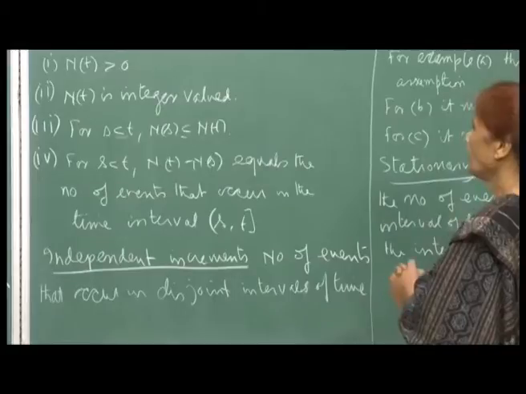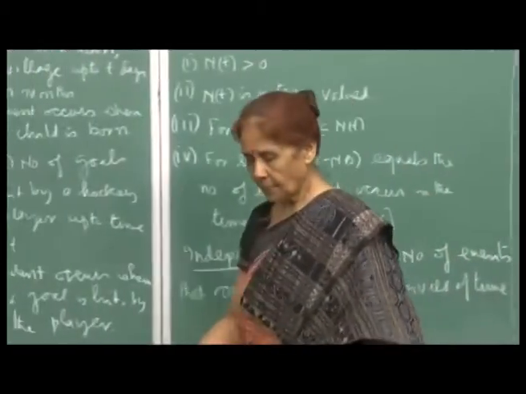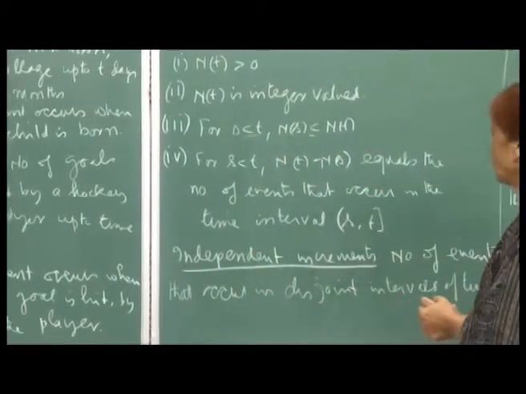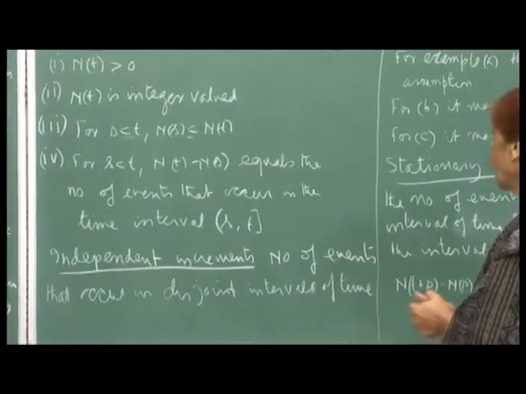Now, there are other things that we want to impose, because remember we are thinking of modeling this situation where we want to count the number of events that take place, but certain conditions will have to be met.